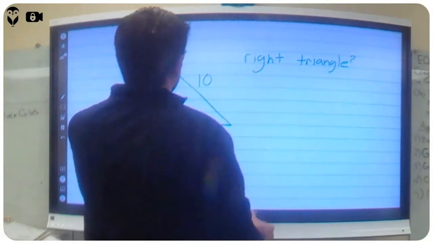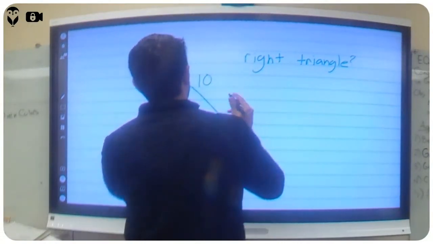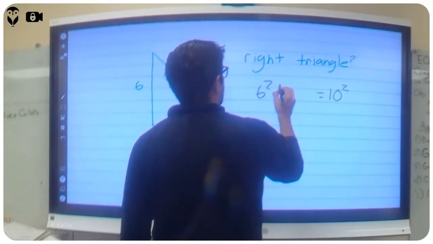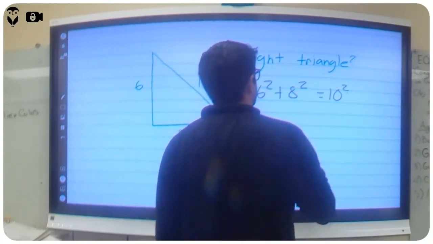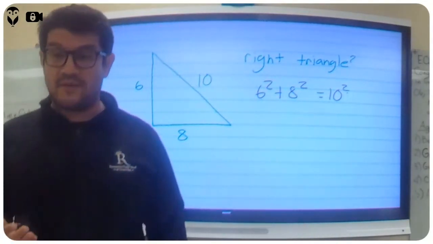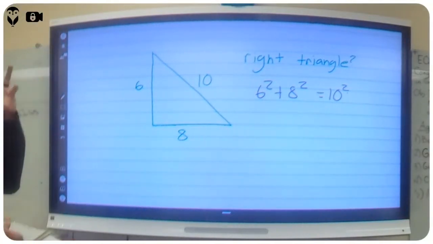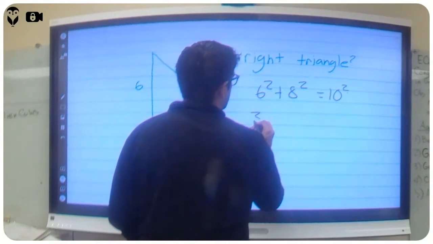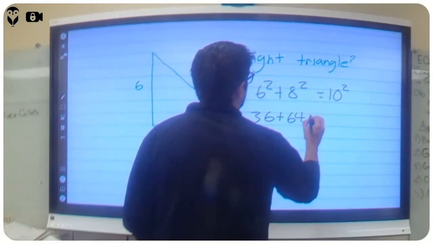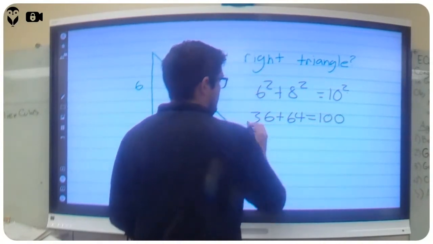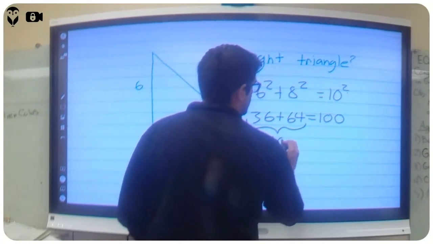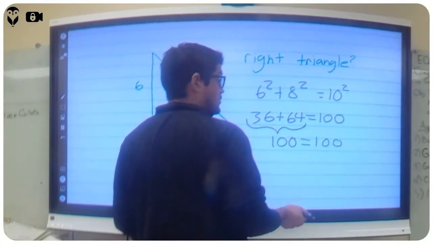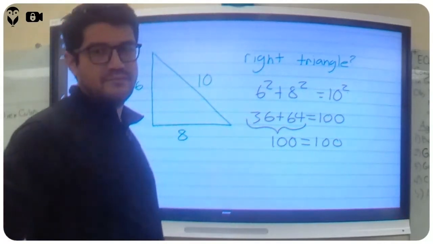All right, 4 minutes should have passed. Now we're going to check. This is going to go pretty fast because we know this. We know that this is the c. Okay, 6 squared plus 8 squared has to equal 10 squared. If the Pythagorean theorem doesn't work on something, it's not a right triangle. So this is going to make 36. This is going to make 64. This is going to make 100. And this is going to make 100 right here. So they are equal to each other. So this is a right triangle.